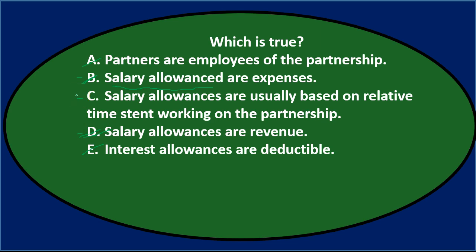So question and answer once again. Which is true? C, salary allowances are usually based on relative time spent working in the partnership. Remember, we're just talking about how we're going to allocate net income. So if we have one individual that works more in the partnership than the other, then we might say they should get paid more of the net income. How can we do that? Well, we create kind of like a salary. It doesn't go through payroll, but we're just going to give you a wage type of distribution from the net income before we pay out the rest of the net income.